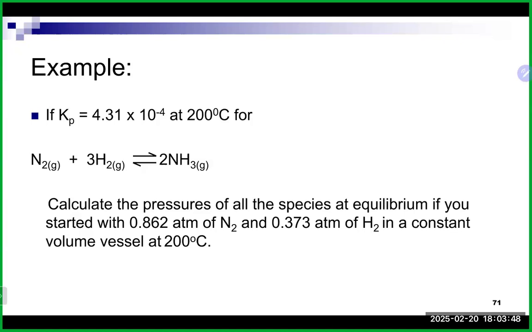Again, this is pressures. Kp works the exact same way as concentration. So just roll through like you're doing it with concentrations, but obviously they're pressures. So ice tables, all that stuff, all the same deal. All right, give it a go. Work on it for a bit, and we'll talk about it.